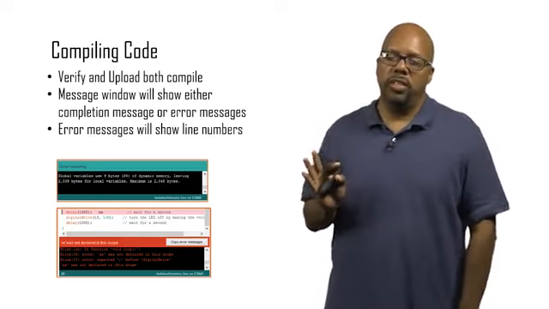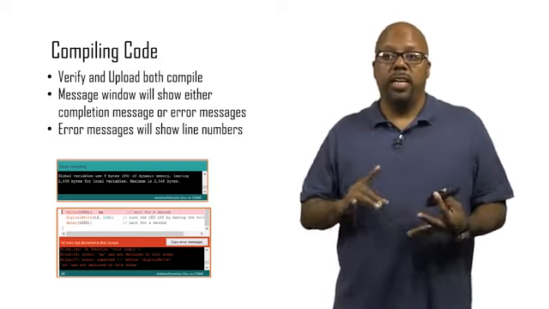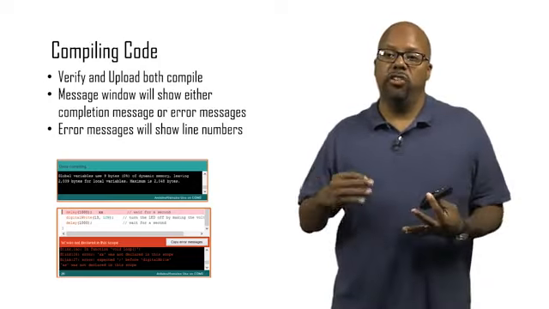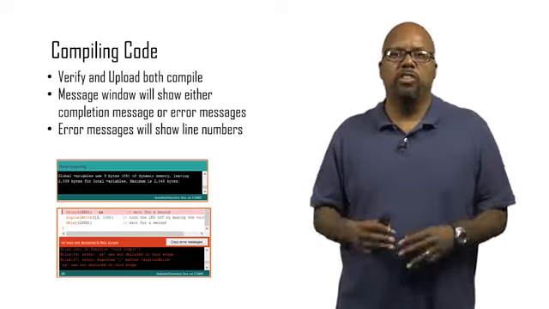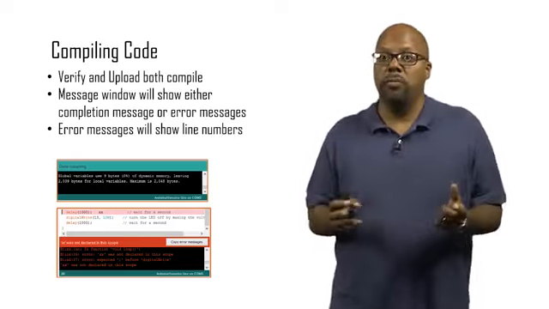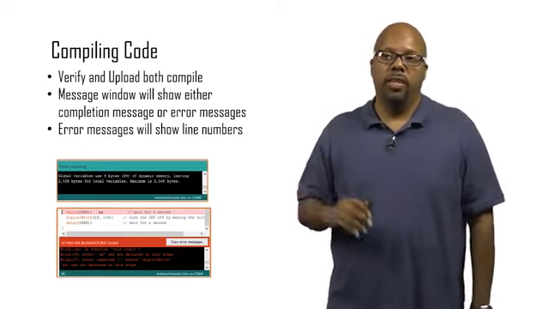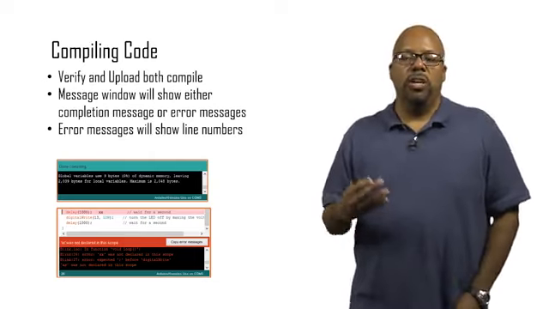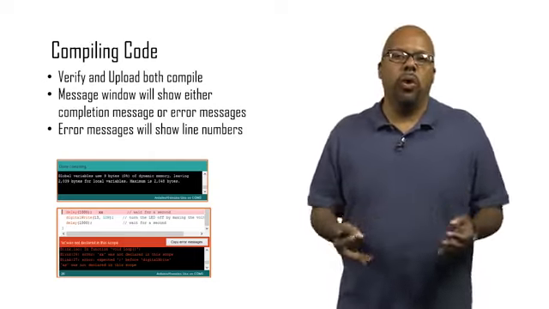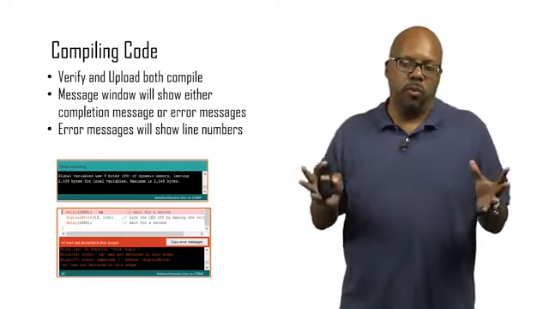The message window is there to show you the status of the compile. After it's done compiling, it'll either show you a completion message, like compile complete, or done uploading if you're uploading, or it'll show you one or more errors. Error messages will show the line numbers too. Whenever there's an error inside your code, you want to know where in your code it happened, so it helps you to find the errors somewhat.